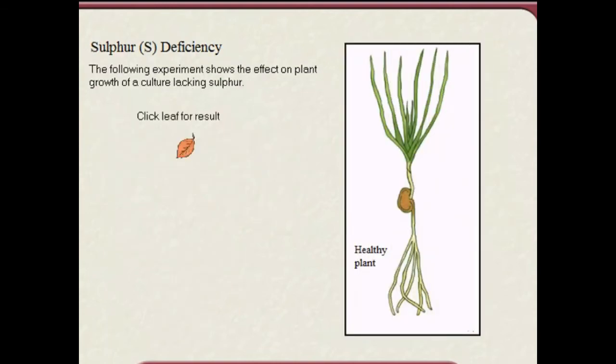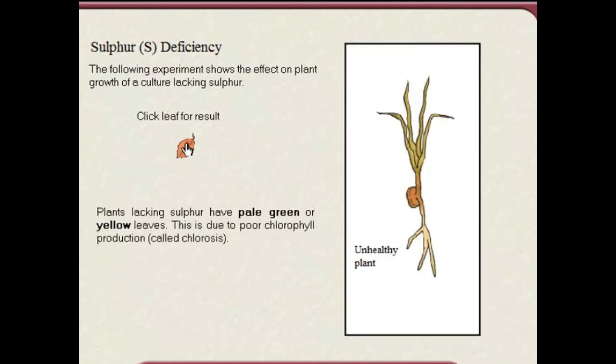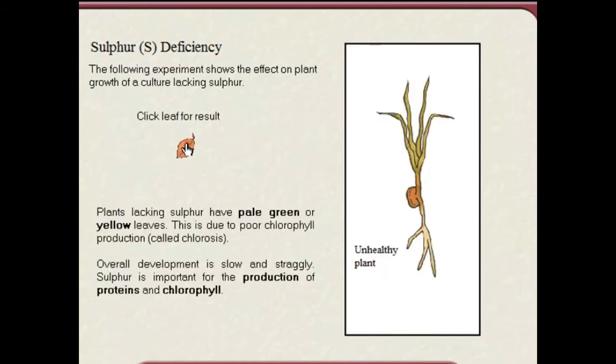Sulfur deficiency. The following experiment shows the plants lacking sulfur have pale green or yellow leaves. This is due to poor chlorophyll production, called chlorosis. Overall development is slow and straggly. Sulfur is important for the production of proteins and chlorophyll.